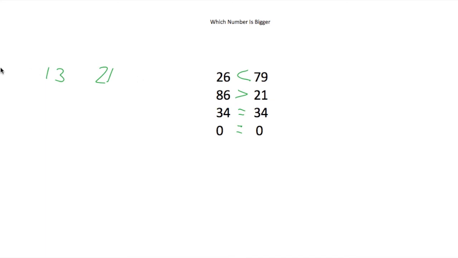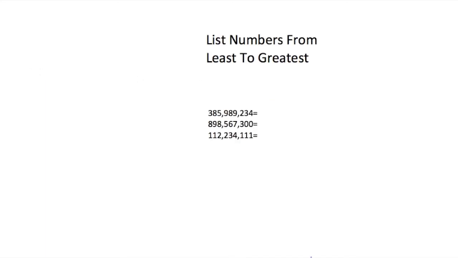Let's move on to our next example. List numbers from least to greatest. So again, let's look at the tens place on this number, 3. So the tens place for this one is 3, and then the tens place for this one is 9, and the tens place for this one is 2.